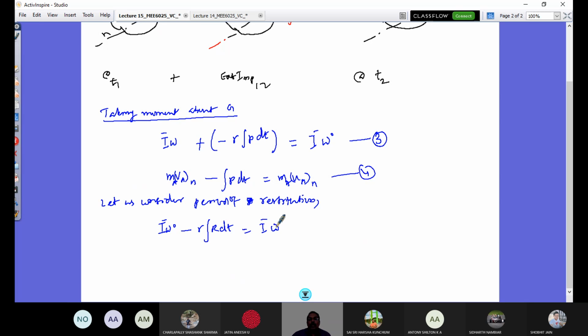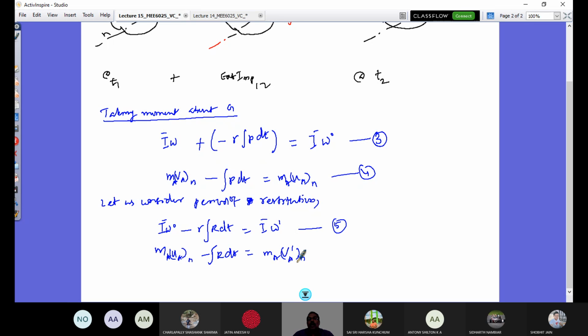So this is equal to I bar omega dash. Omega dash is the angular velocity after the collision. Omega is the angular velocity before collision of vehicle A as it executes general plane motion, and omega dash is the angular velocity after the collision. So this is equation number 5. And similarly, if I consider the linear momentum, I would have now M_A U_AN minus integral R dt, that's equal to M_A V_A dash.